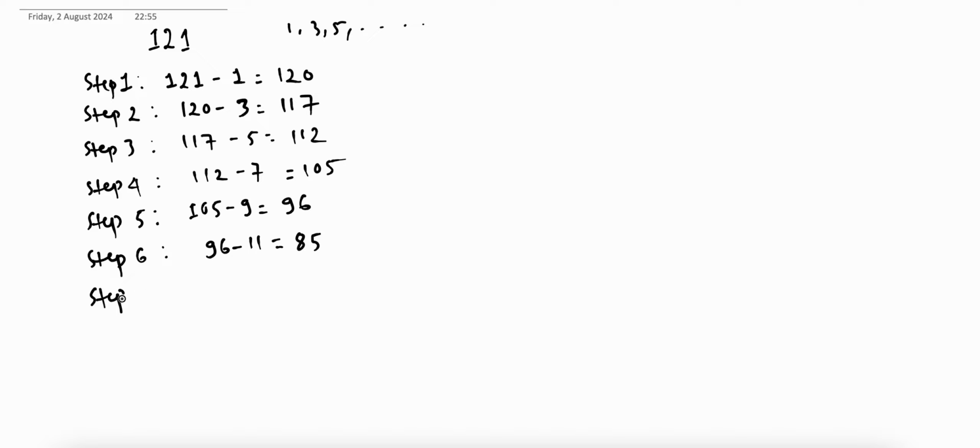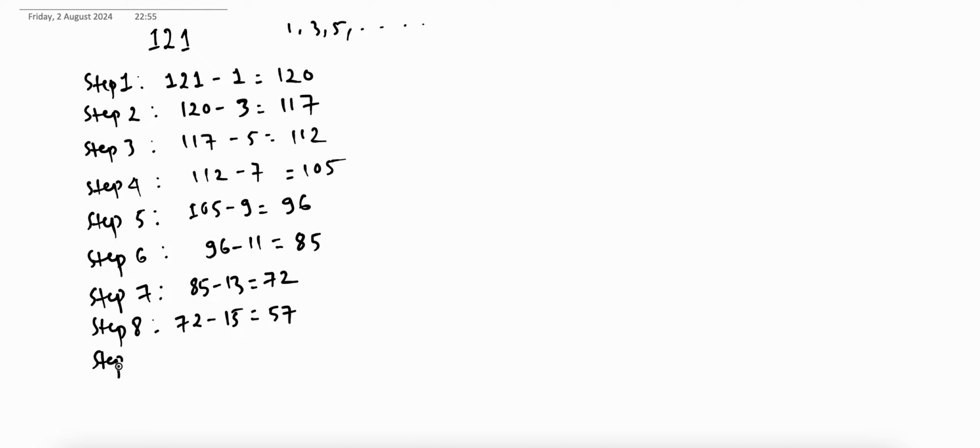step number 7, 85 minus 13 equal to 72. Step number 8, 72 minus 15 equal to 57.